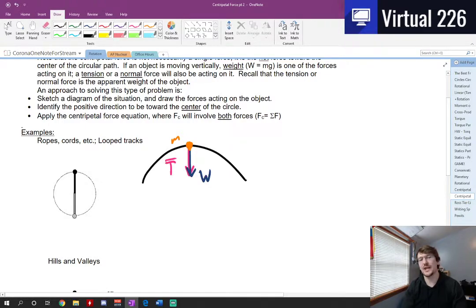So both the tension and the weight here are pulling down, but what we're really going to say here is they're pulling inward towards the center of our circle, because that's a poorly drawn circle and it's much better over here. Okay? But they're pulling inward towards the center of the circle.